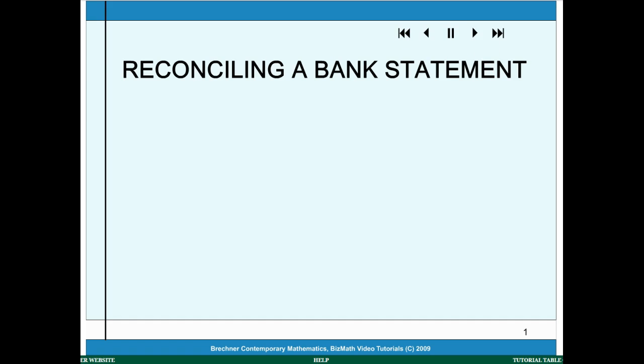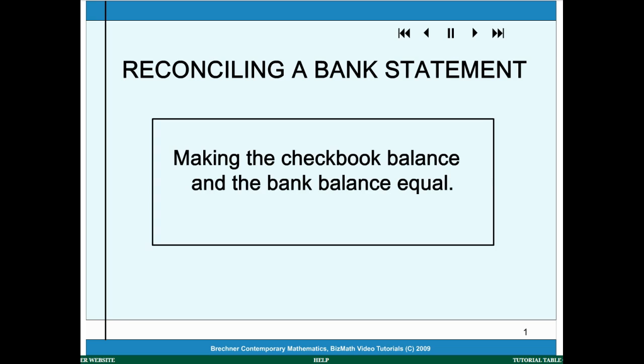Reconciling a bank statement simply means you are making certain what the bank believes you have in your checking account is the same as what you believe you have in your checking account. The process of reconciling bank statements to personal checking account records should be done monthly.